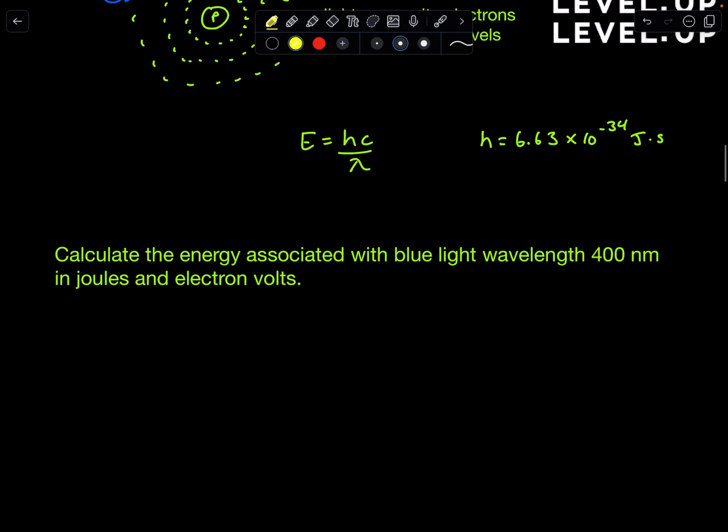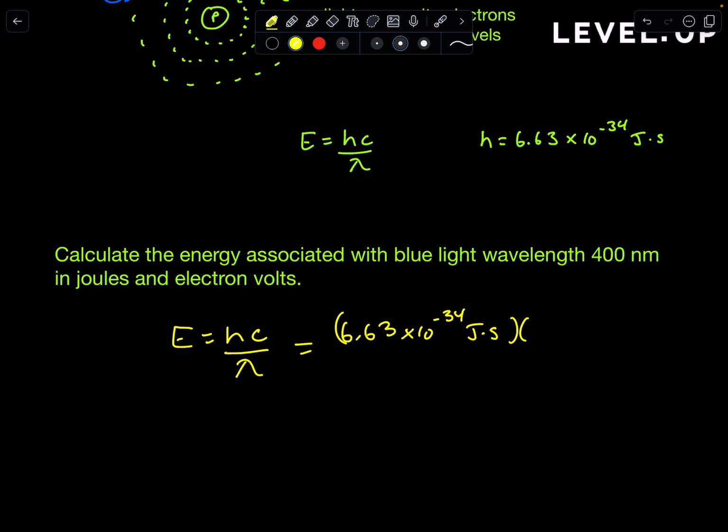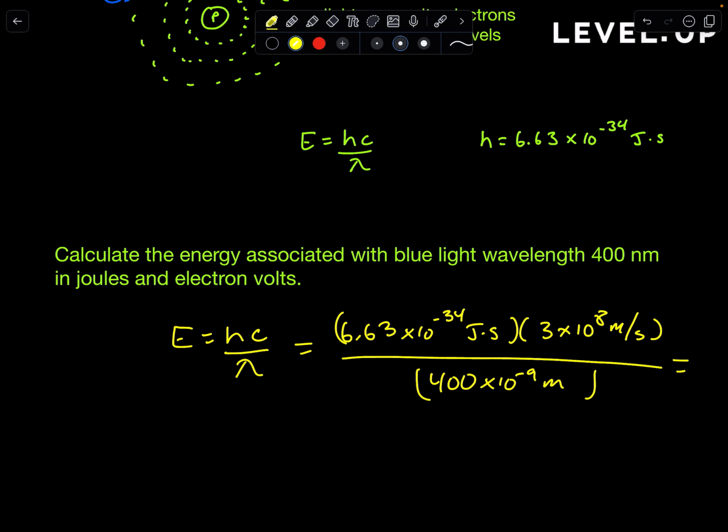In order to calculate the energy of 400 nanometers of light, I have to plug it into my formula. It's in wavelength already, so I'm going to use this formula, where this is 6.63 times 10 to the minus 34 joule seconds times the speed of light, which is 3 times 10 to the 8 meters per second, divided by 400 times 10 to the minus 9 meters. When I plug that into my calculator, I'll find out that the energy is equal to 4.96 times 10 to the minus 19 joules.